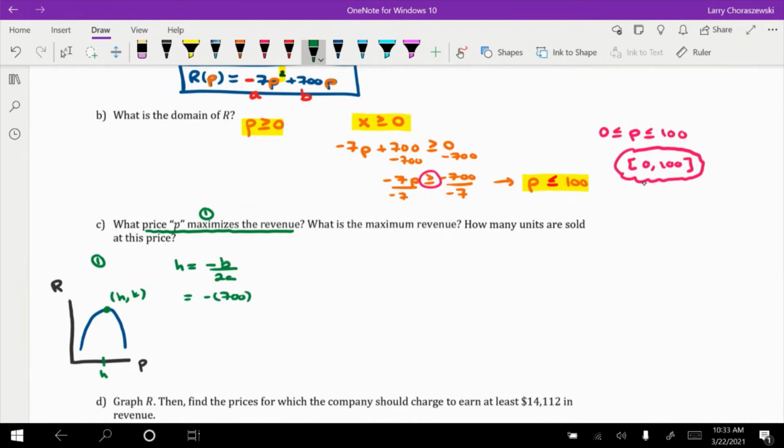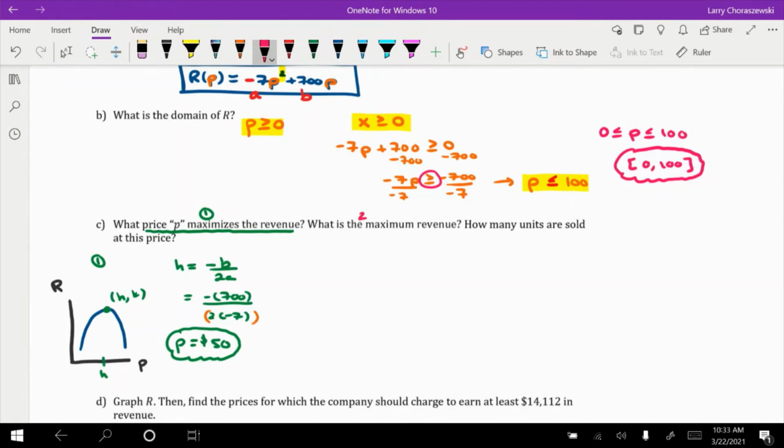B is 700. A is negative 7. Again, don't forget to use the extra set of parentheses. And we should get 50. All right. So that would be a particular value of P. And very good, Daniela. Appreciate that.